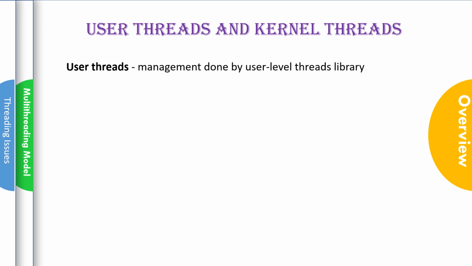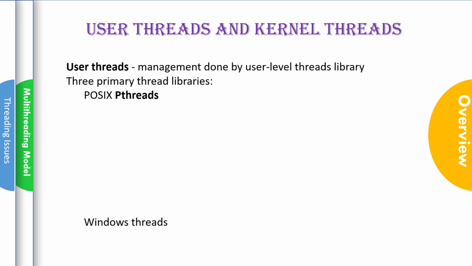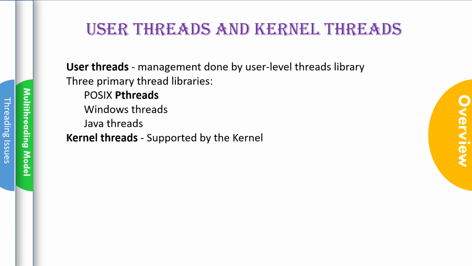User threads are managed by the user level thread libraries, and the three primary thread libraries are POSIX pthreads, Windows threads, and Java threads. You all must have already learned about Java threads and created Java threads in your Java programming language. We also have similar threads for Windows and pthreads for Unix.